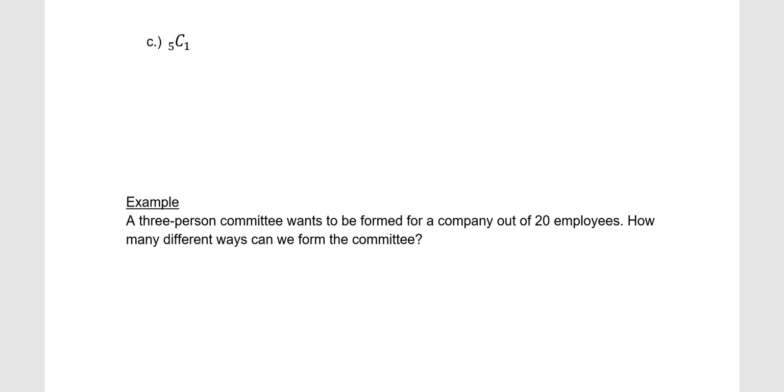And last one here, 5 choose 1. So for 5 choose 1, it's going to be 5 factorial over 5 minus 1 factorial times 1 factorial. And that's going to be 5 factorial over 4 factorial times 1 factorial. So for the numerator, 5 factorial we can write as 5 times 4 times 3 times 2 times 1.